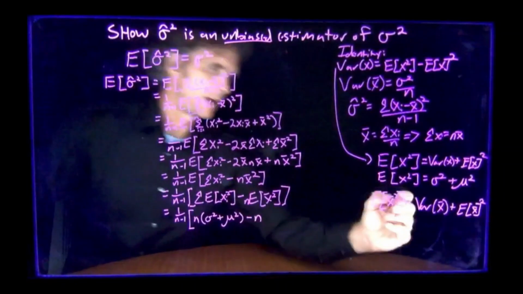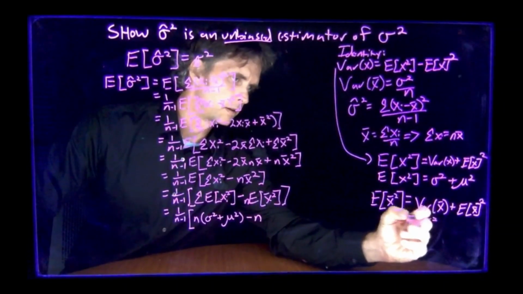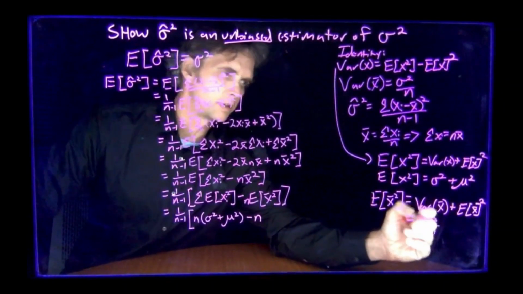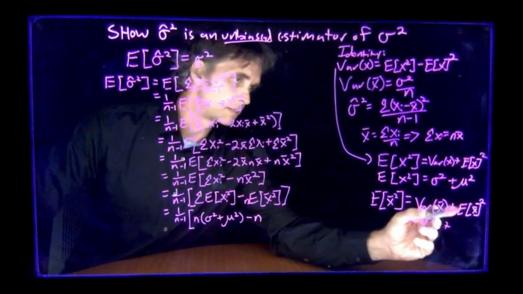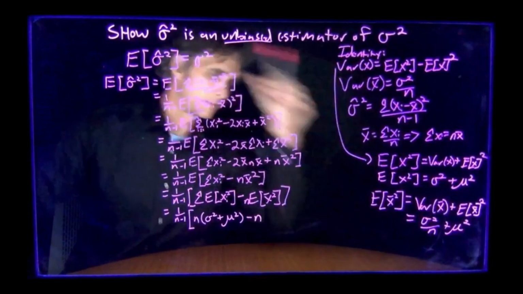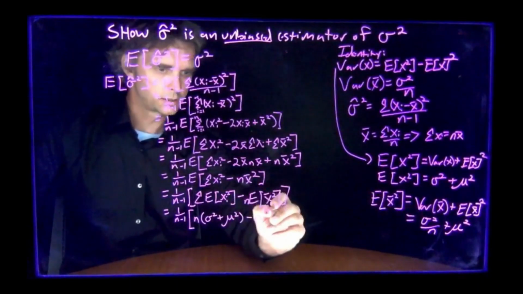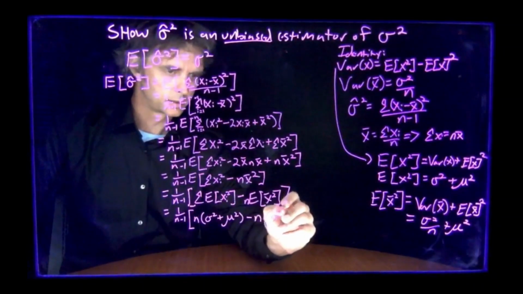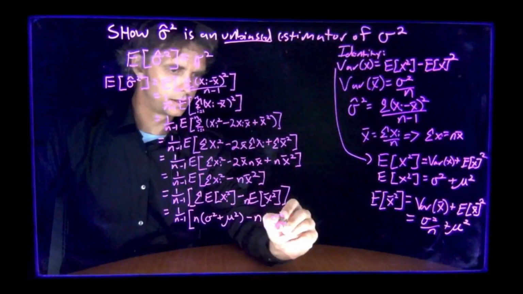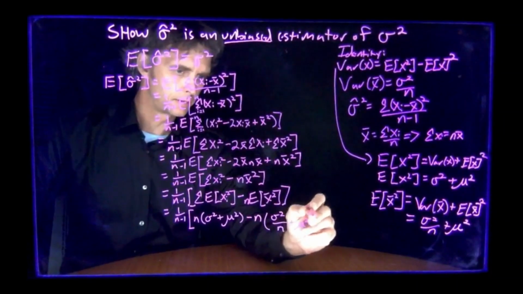Awesome. Well, that's equal to sigma squared over n, that's the variance of x bar, plus the expected value of x bar, we've established is mu, so that's mu squared. So the expected value of x bar squared is simply sigma squared over n plus mu squared. All that times n.